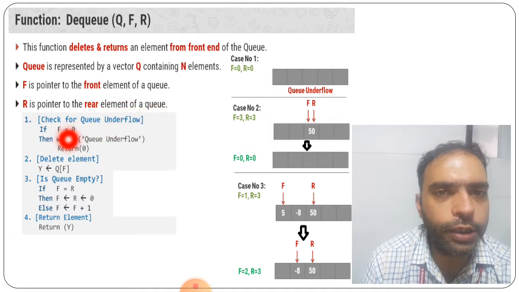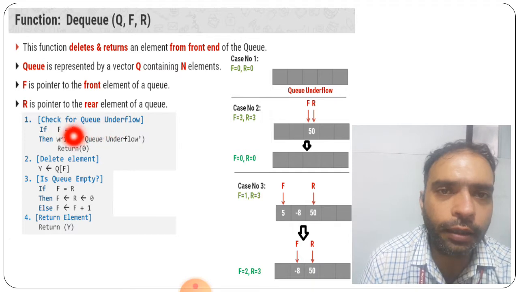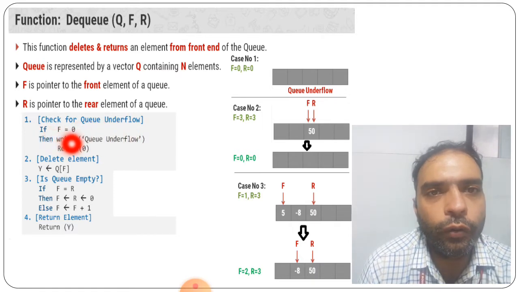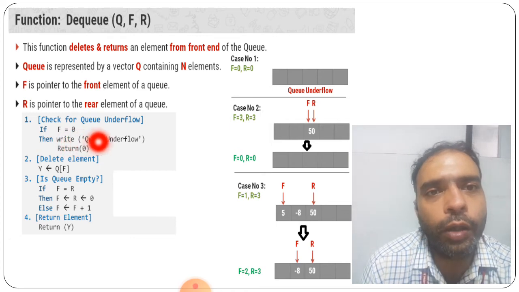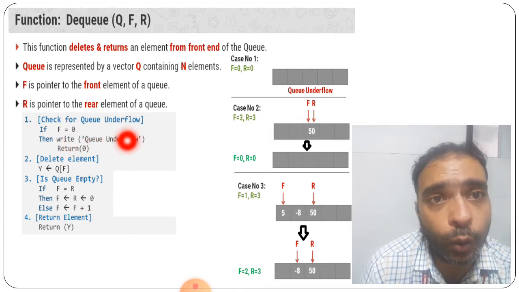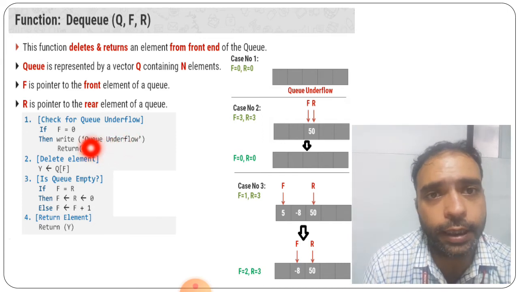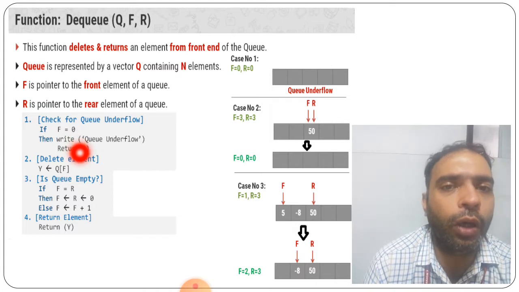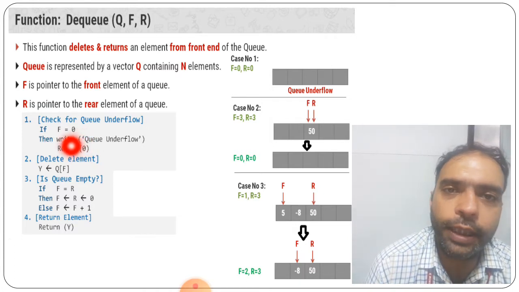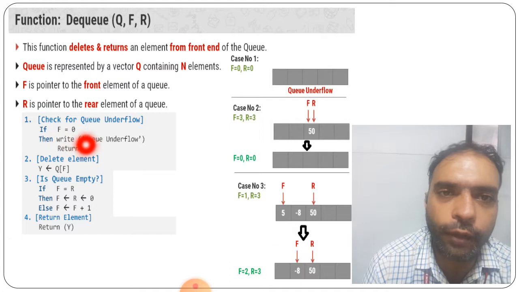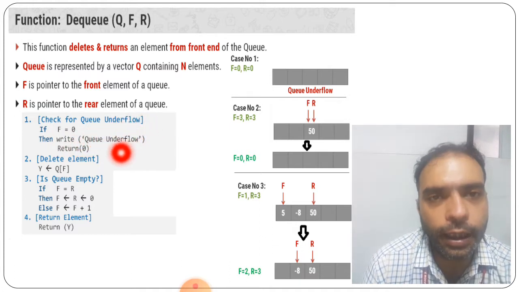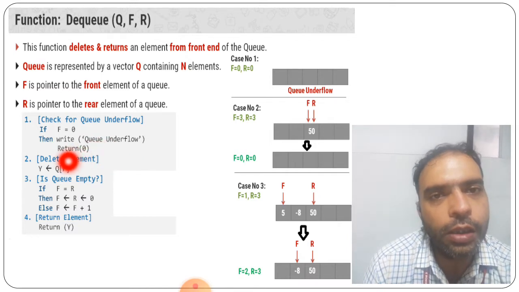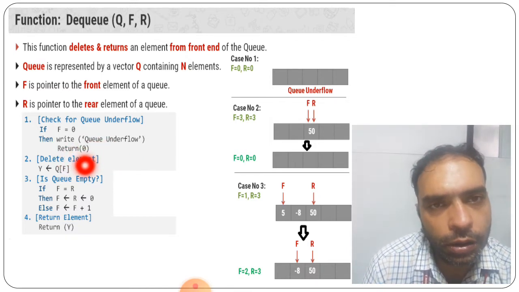Now the first condition: we have to check whether it is underflow or not. For underflow, what do we have to check? What is the meaning of underflow? There will not be any element available, so then what will it delete? So for that we have to check whether f is equal to 0 or not. If it is 0, that means the element is not present there for deletion. Then we have to write q underflow, then return 0, right?